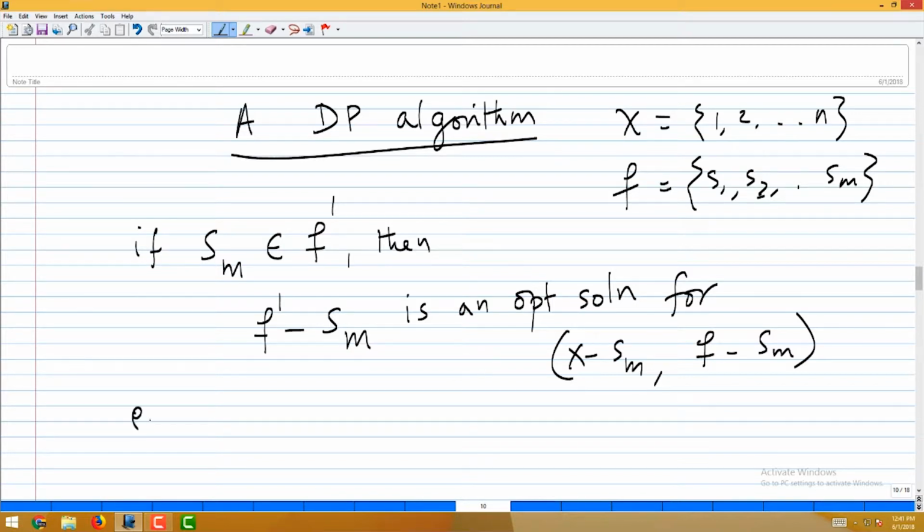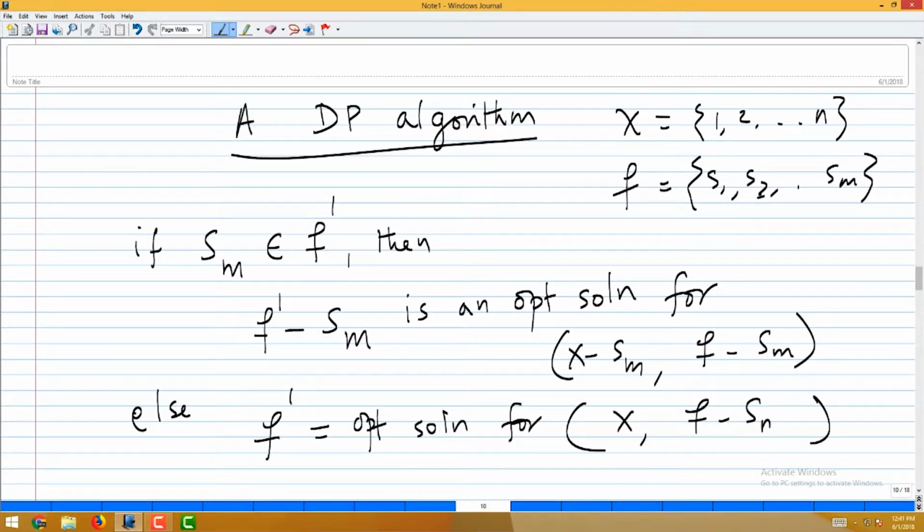If Sm is not there, then F' itself is the optimum solution for what? X comma F minus Sm. Because if Sm is not there, then S1 to Sm minus 1 themselves are covering X, and this must be the optimum solution. This is the optimum substructure property. If there is a better solution, then you would have picked that in your overall optimum solution also. Okay, that's the kind of argument.